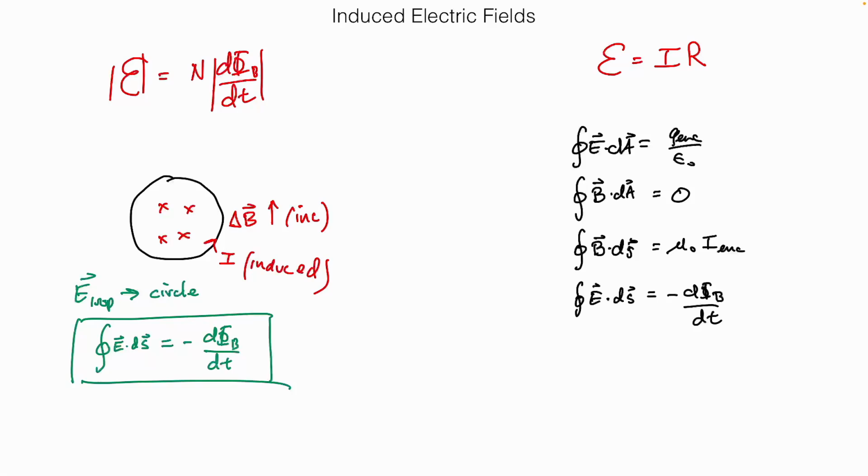An electric field can cause a magnetic field to happen. Can a magnetic field cause an electric field to happen? Yes, but the magnetic field needs to do what? It needs to change, right? So it's not quite symmetrical.